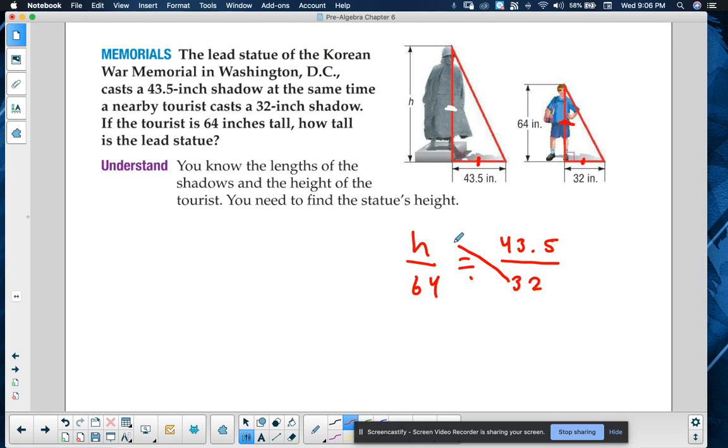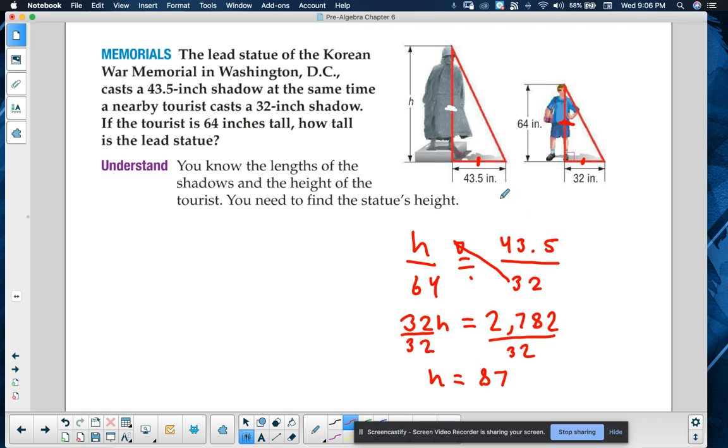We would have 32 times h, which would be 32h, equals, now we're going to do 64 times 43.5, that equals 2,784, and now we're going to divide both sides by 32. Okay, so we divide by 32, and that is h equals 87.